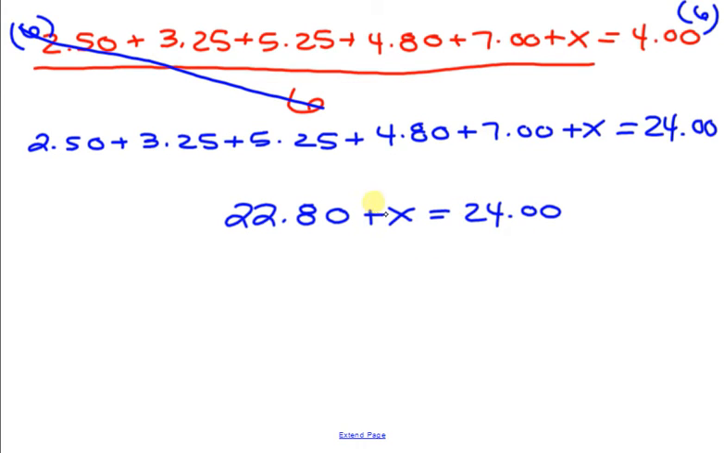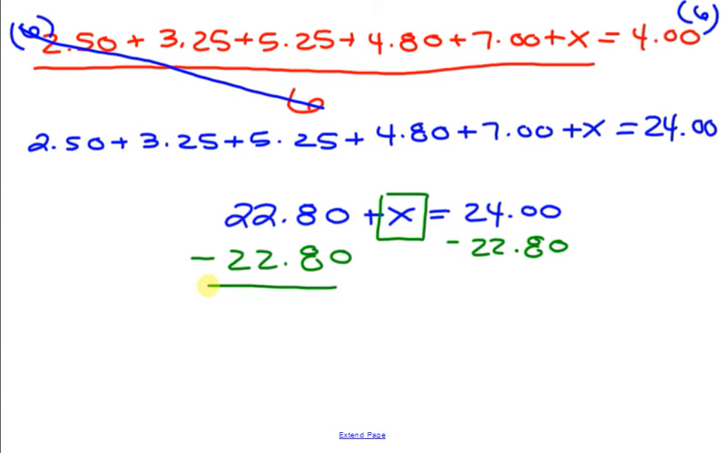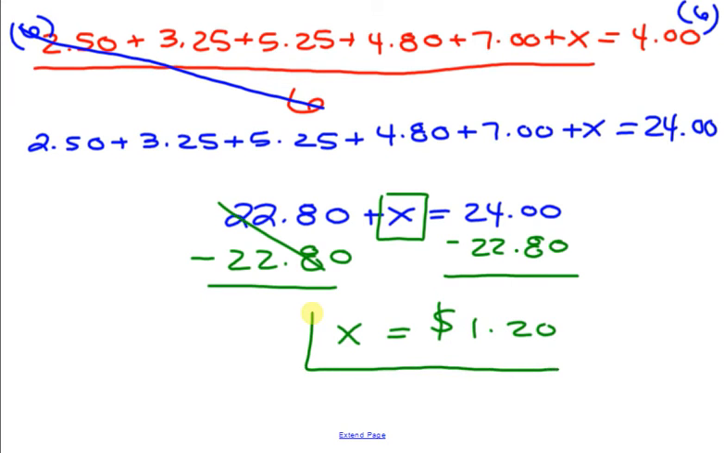Now I have a one-step equation. I box my variable. This is being added, so I'm going to do minus 22.80, but I have to do it to both sides. These cancel. I'm left with x equals, and when I subtract that, I'm going to get $1.20. So her last tip needs to be only $1.20 in order to have an average tip of $4.